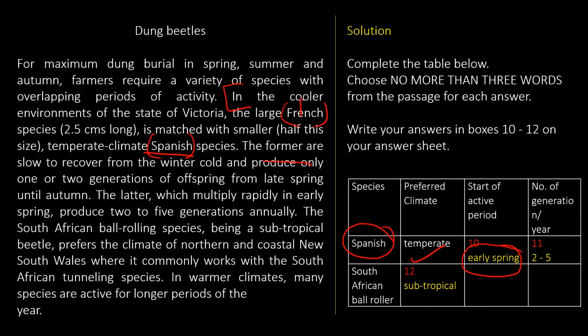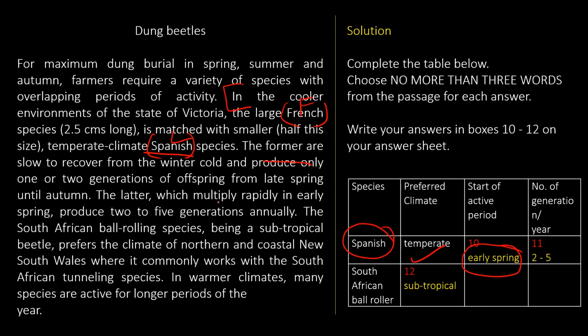So this is our former and this is our latter. That means first one and second one. So the former means French species are slow to recover from the winter cold and produce only 1 or 2 generations of offspring from late spring until autumn. They mention the time. That means we have to look for this information for the latter, because we have been asked the start of active period for Spanish.